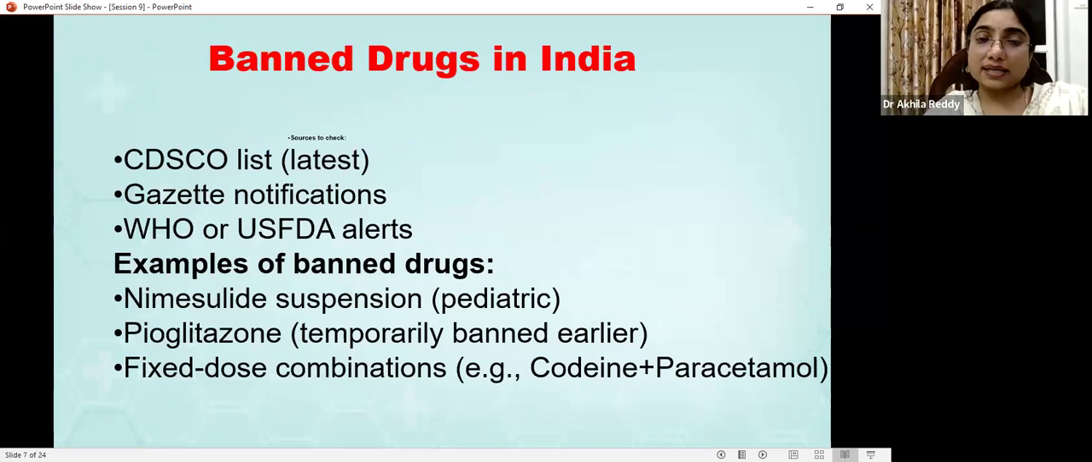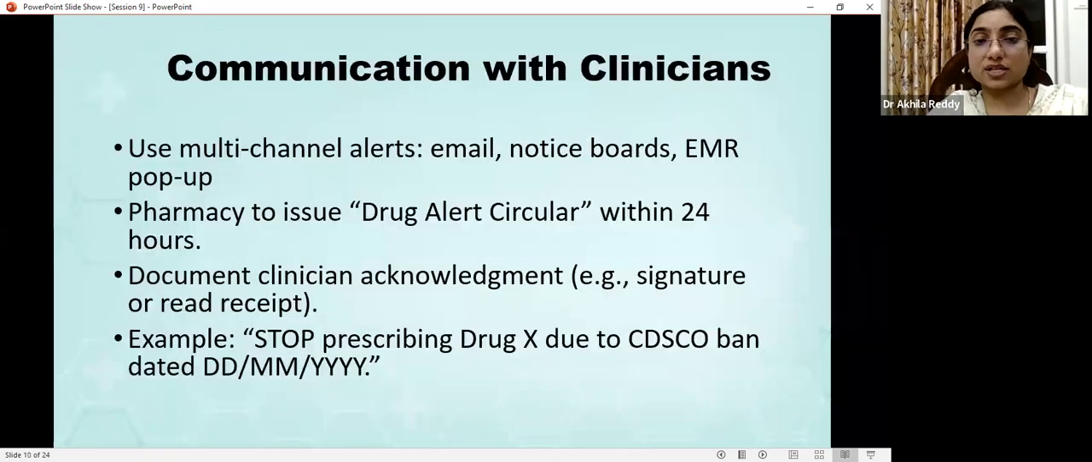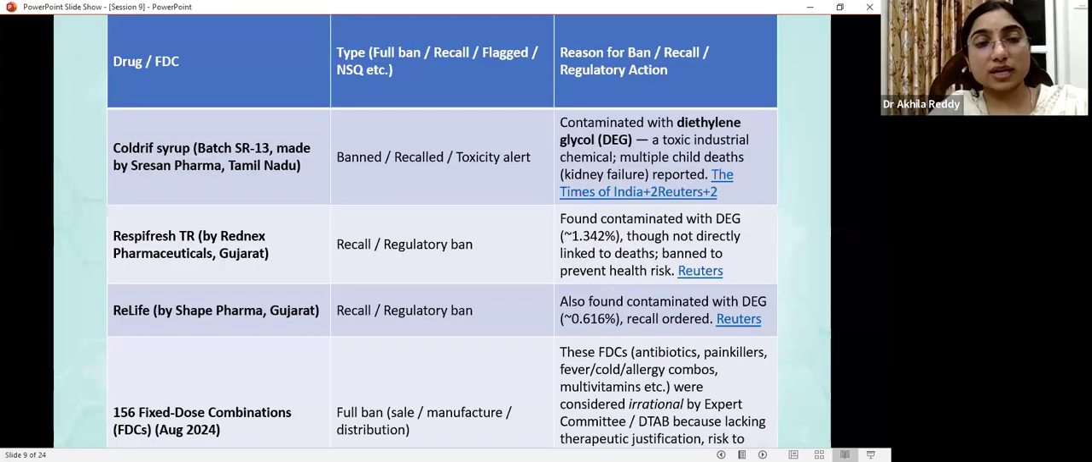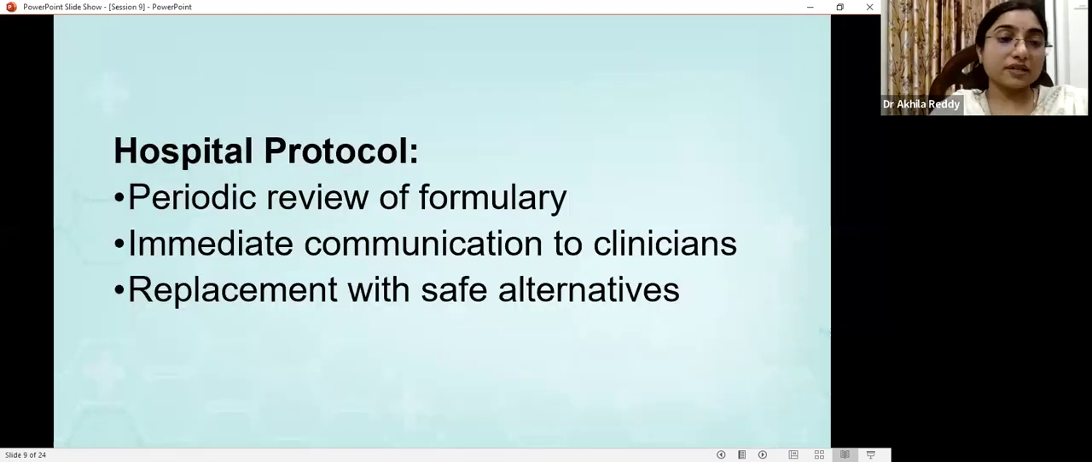These are the banned drugs we have seen, and the resources to check banned or recalled drugs, how to manage regulatory matters, and which hospital protocol you must follow. These are a few of the drugs that are banned, and the hospital protocol after recalling the drugs is what you are supposed to do. We have to remove the drugs from the formulary, which should be communicated to the clinicians, and you must write down the safe replacements you are taking as alternatives.